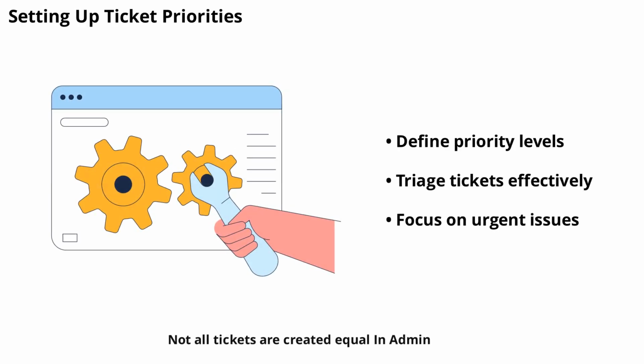Not all tickets are created equal. In admin, go to Ticket fields and define priority levels such as low, medium, high, and urgent. This helps your team triage tickets and address the most critical issues first, improving customer satisfaction.